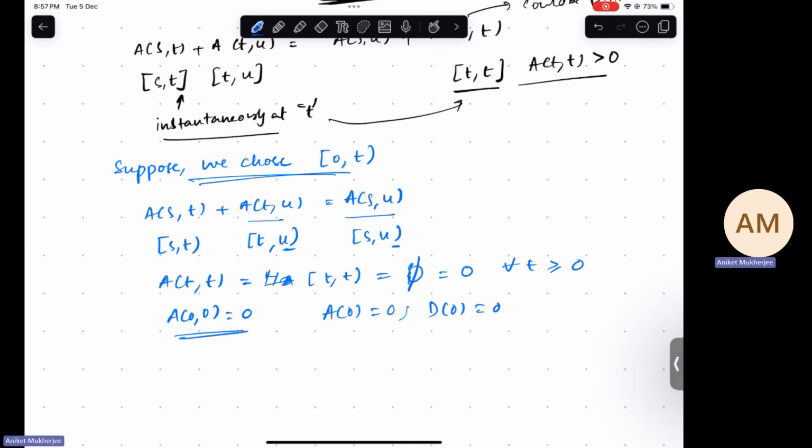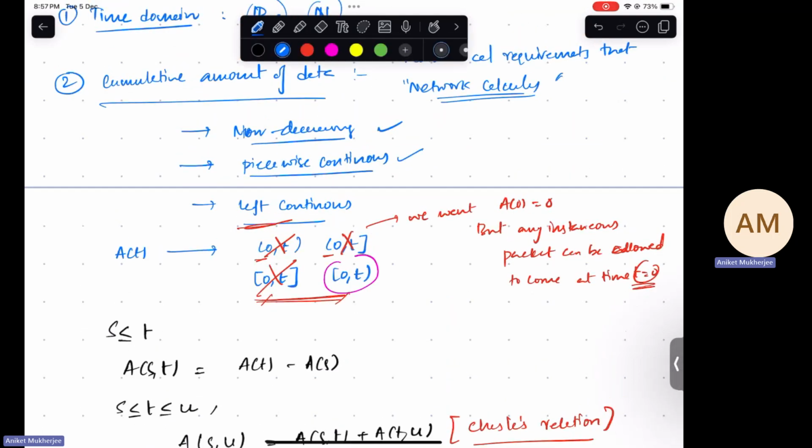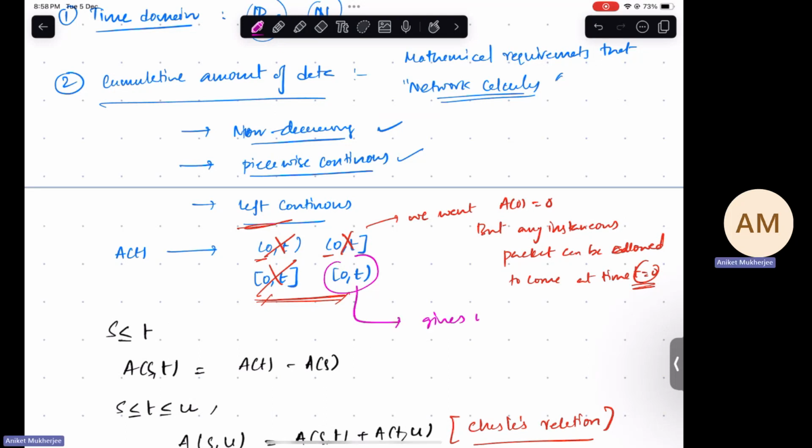Choosing this is what gives you the second implication, that A(s,t) is a left continuous function from the definition. So choosing this gives us the notion that the cumulative function should be left continuous.